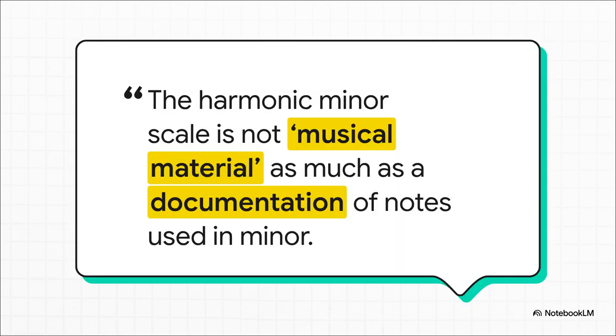And this quote right here really gets to the heart of it all. It reminds us that something like the harmonic minor isn't some rigid box that composers had to fit their music into. It's more like a name we gave to what they were already doing. It's just a way of describing the notes they used when they wanted stronger chords. It's a description of what happened, not a rulebook.